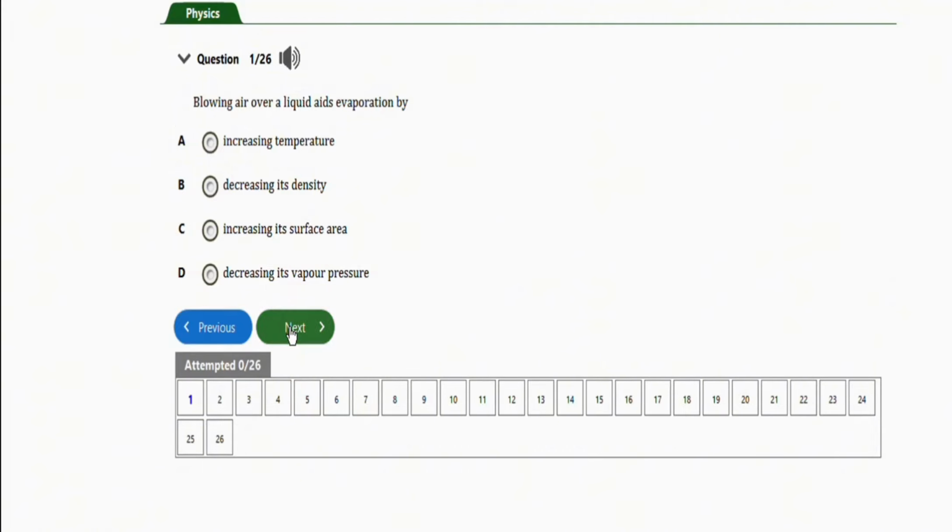Next question is this one. It says the process whereby a liquid turns spontaneously into vapor is called what? So this question is very obvious. It's option A, evaporation.